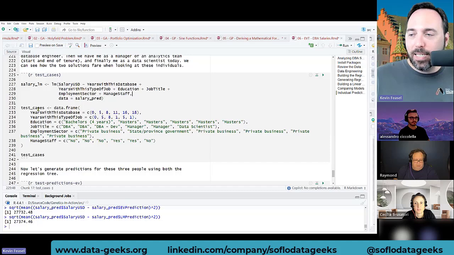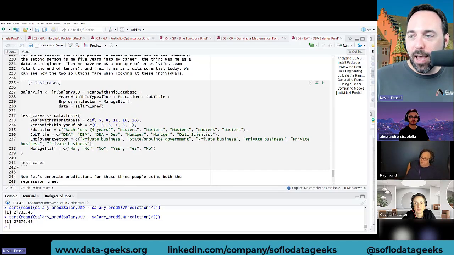But going back to this, my test cases, I've got a few different scenarios. Years with the database. Basically, I have a brand new person, someone who's got 5 years, 8 years, 11, 16, and 18. Years with a particular type of job.